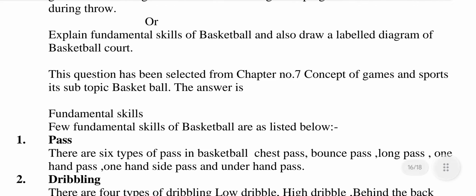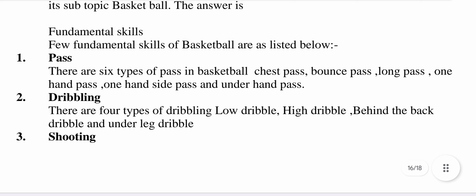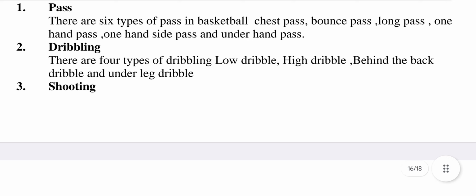Or explain fundamental skills of basketball and also draw a labelled diagram of a basketball court. This question has been selected from chapter number 7, Concept of Games and Sports. Subtopic basketball. The answer is fundamental skills. A few fundamental skills of basketball are listed below. Number 1, pass. There are 6 types of pass in basketball: chest pass, bounce pass, long pass, one hand pass, one hand side pass, and underhand pass.